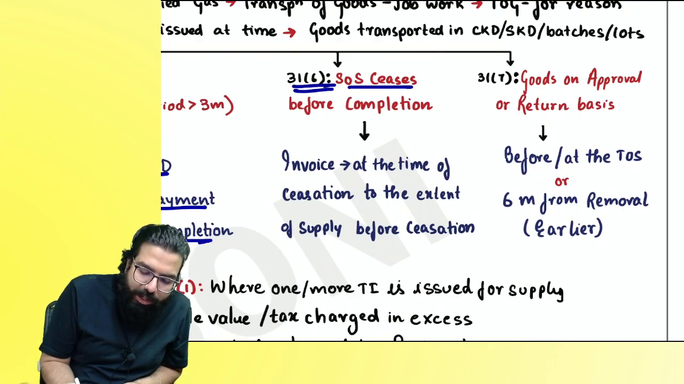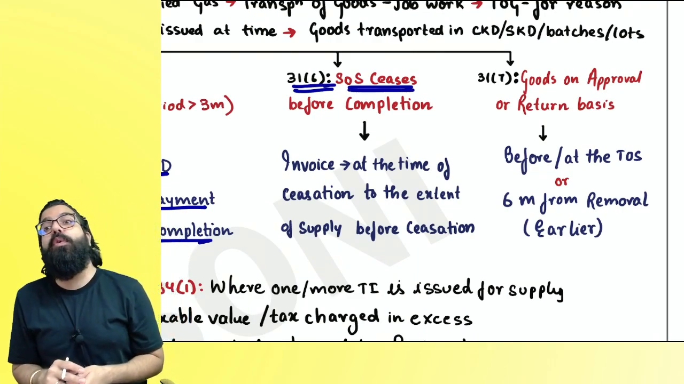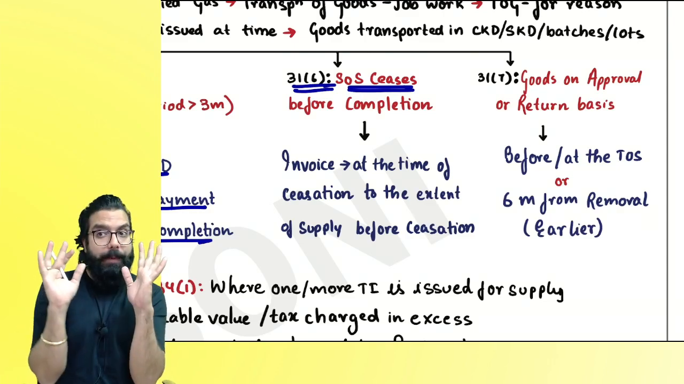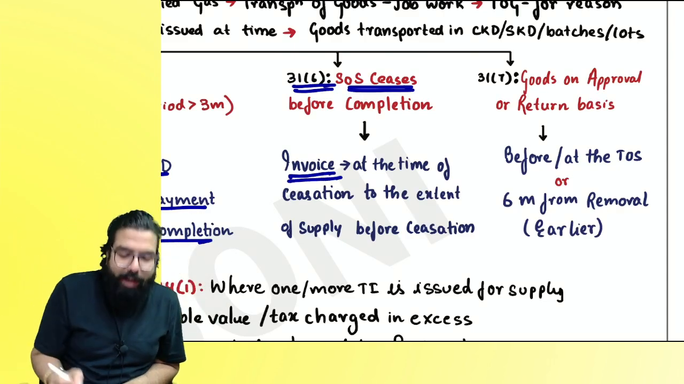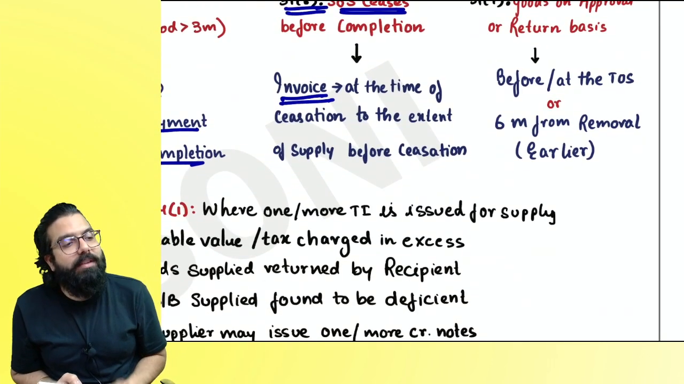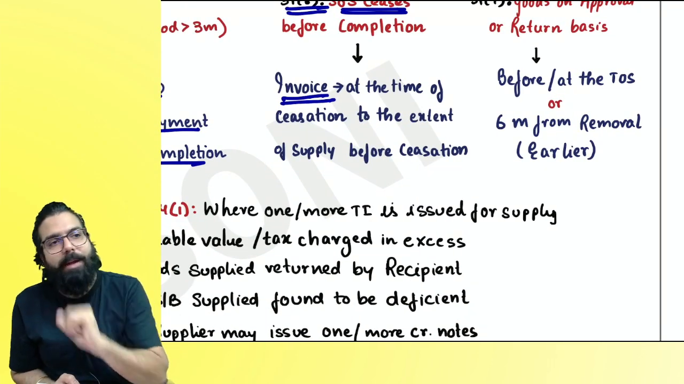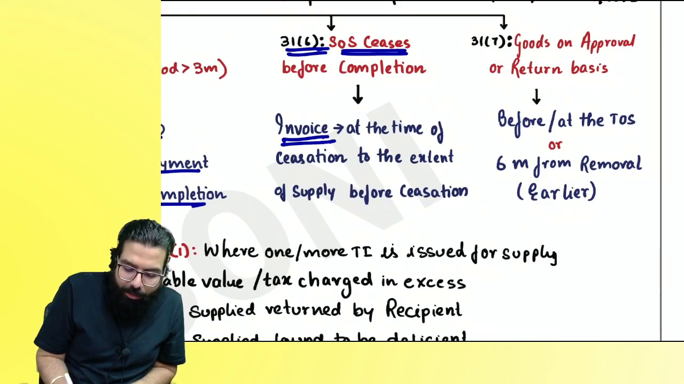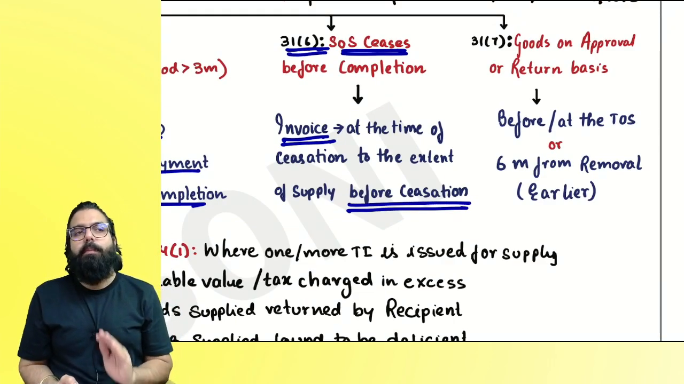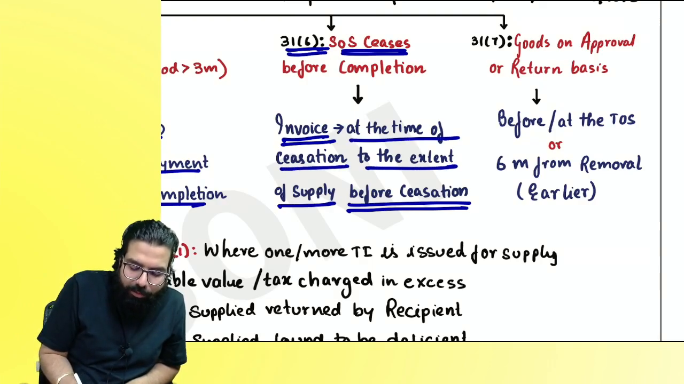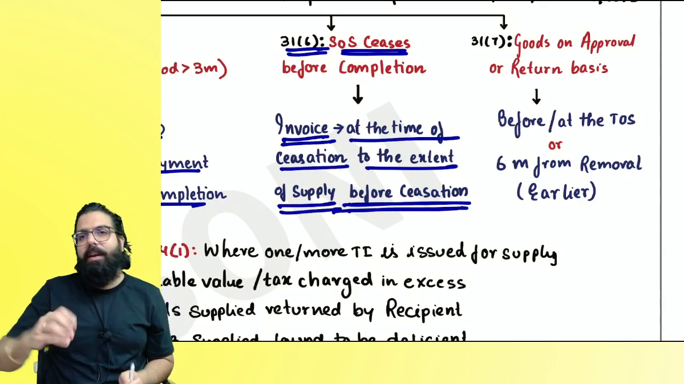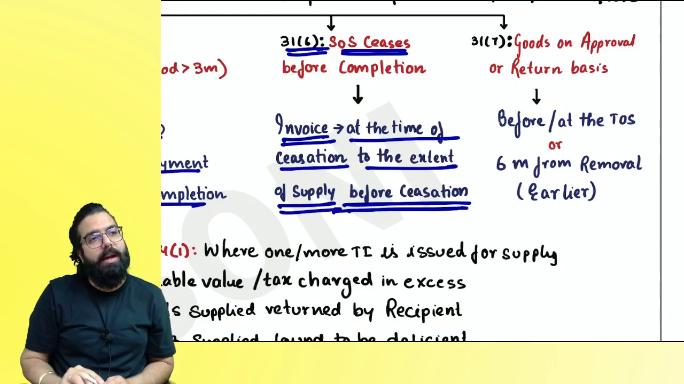Sir, 31.6 says supply of service ceases before completion. I have not completed the service, but supply of service is ceasing. Then the invoice is to be issued at the time of cessation, for however much service you have provided, however much supply you have done. That is, at the time of cessation, to the extent of the supply you have done before the cessation, you should give the invoice.